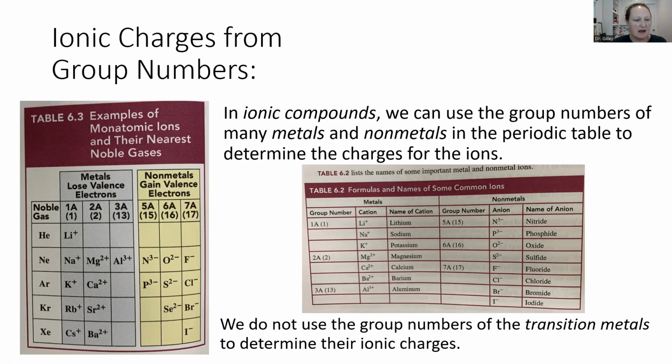Nonmetals, which are more to the right on the periodic table, here are some examples from group 5A, 6A, and 7A. Those tend to form anions, or ions with a negative charge. And depending on the group number, we can determine what sort of charge it is. But it's not quite as simple as with the metals in group 1A, 2A, and 3A, where the charge matches the group number. Here we can see that nonmetals in group 7A take on a -1 charge.